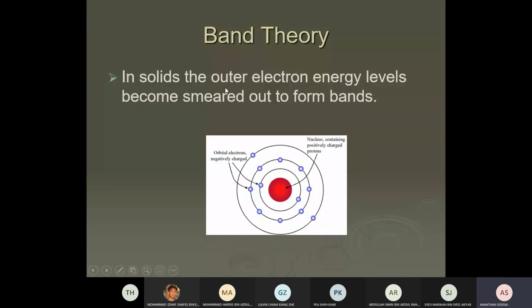Band theory is a theory that in solids, the outer electron energy levels become smeared out to form a band. You see, every atom has electron energy levels. When all the atoms are aligned together, the energy levels form a region of crowded energy levels. For example, there is some crowded region where the electron can stay, and some region where the electron can't stay. It's called band theory. In solids, outer electron energy levels become smeared out to form bands.